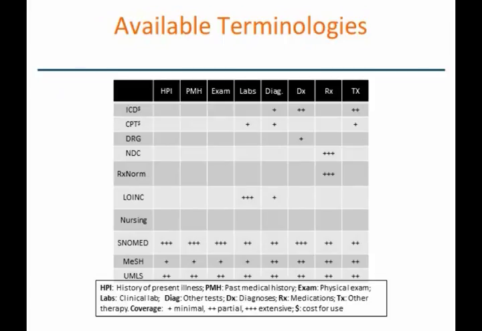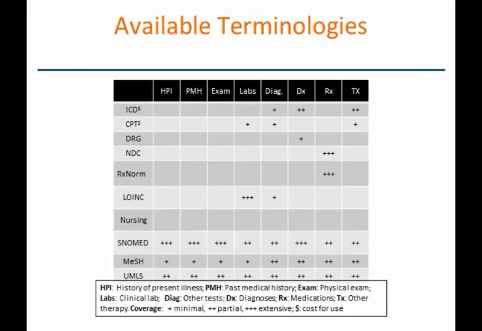Just to sum up, I've mentioned most of the terminologies. You can see that they have their strengths and weaknesses. ICD-9 at the top, first, it costs money, and it is good for diagnosis. It's good for other tests, diagnostics. It's good for therapy, but it's not great for the other things we mentioned, the physical exam, the past medical history, the history of present illness. You have to look at the key down below.